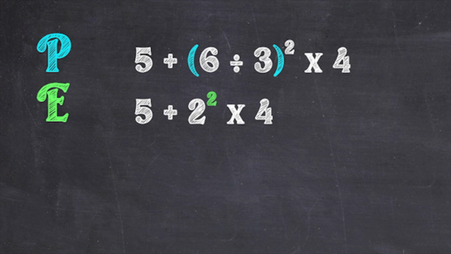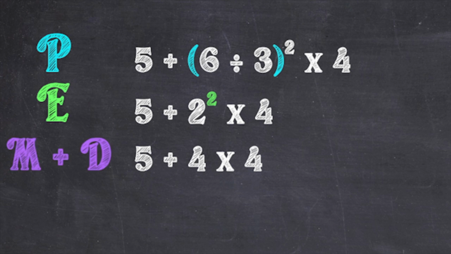What is 2 squared? Well, 2 times 2 is 4. So we can replace 2 squared with a 4. Now we're left with 5 plus 4 times 4. It's time to do any multiplication or division that we can see.